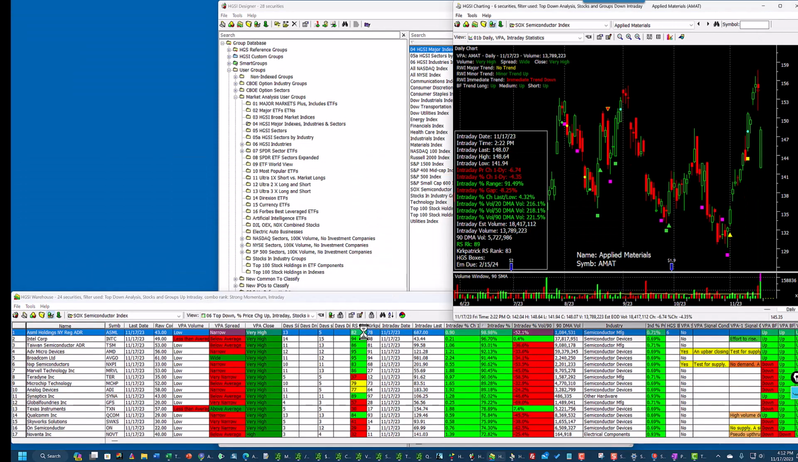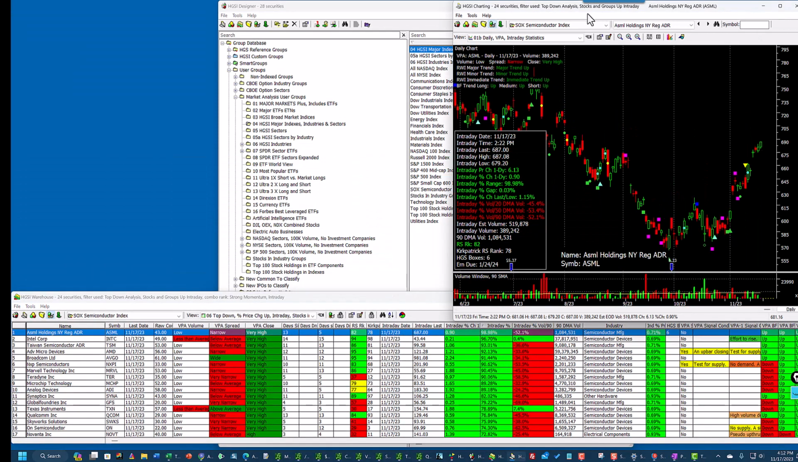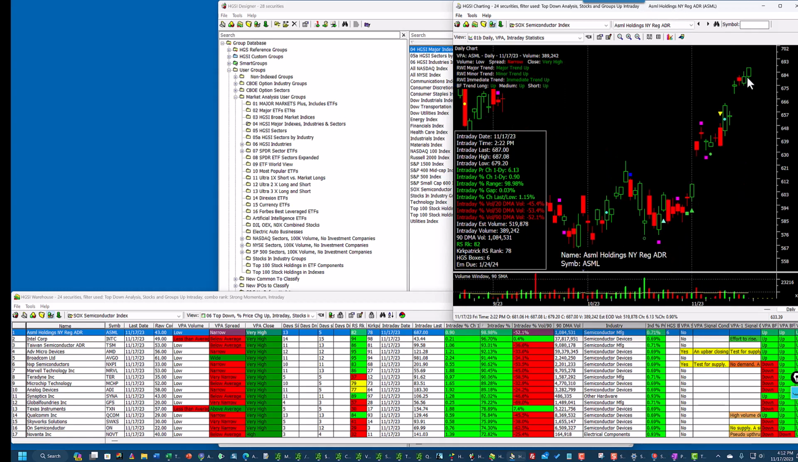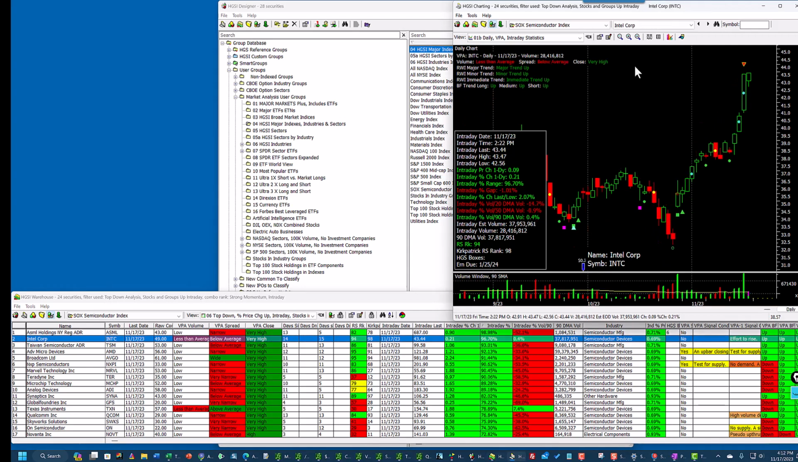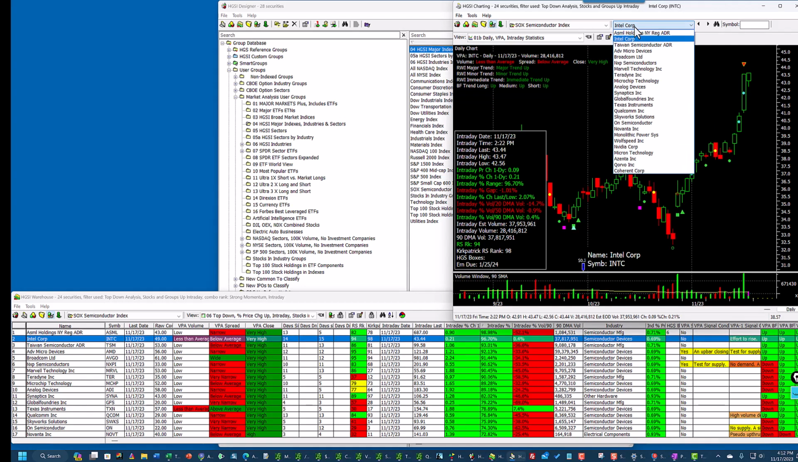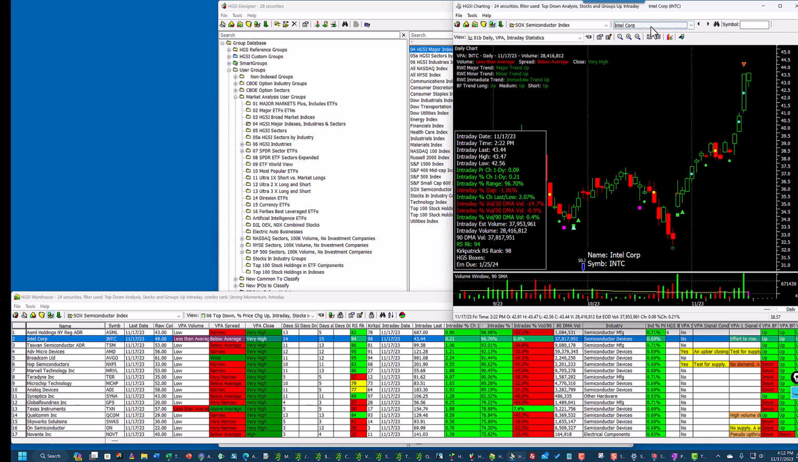So there was really good buying, strong buying in those particular stocks. Let's just quickly run through these. I'll do an alternate one, get a little closer. You can see that it opened, traded down a little bit and closed at its high. Same thing for Intel. Intel's been very strong.